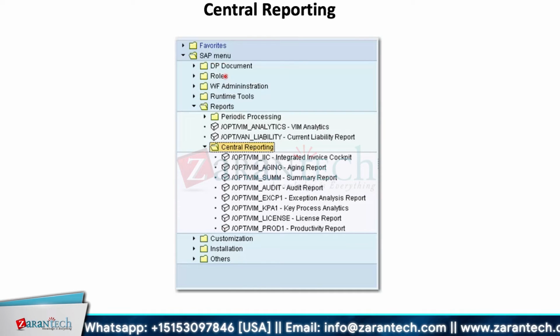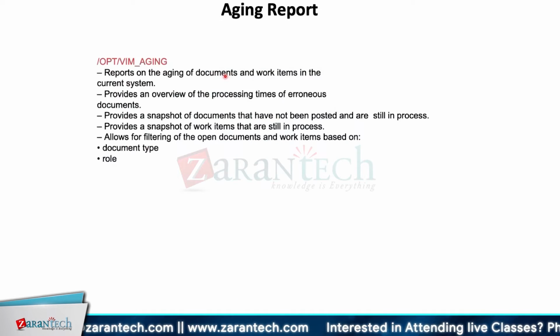Central reporting will have multiple data. These data are one level additional on the aggregated data. So we'll see how detailed they will give in the system. The first one is called the aging report. The aging report basically gives you information on how the DP document numbers have aged.